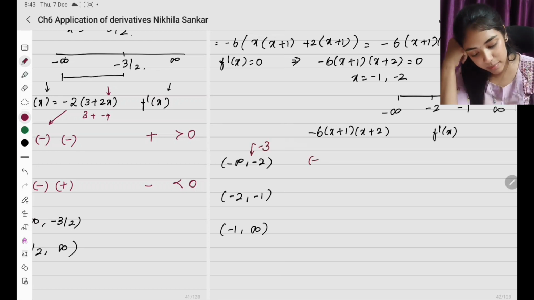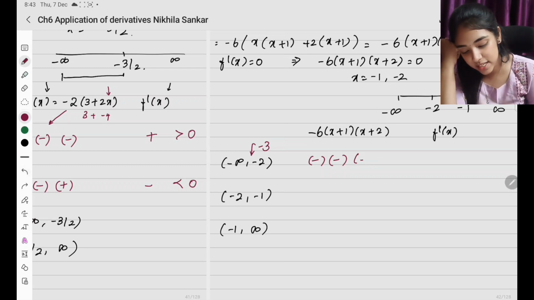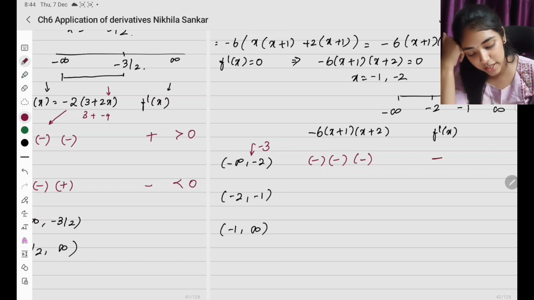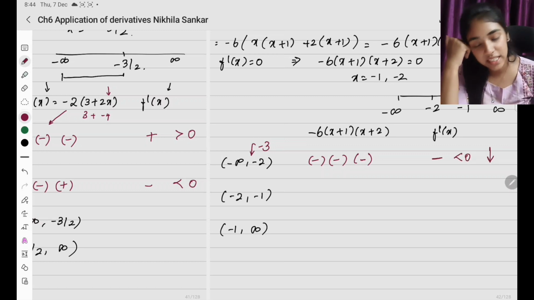So minus 6, now the minus is always going to be there. Minus 3 plus 1, which is going to be minus 2. So this is also going to be minus. Minus 3 plus 2, again this is going to be minus. So again a minus. So minus minus plus, plus into minus is going to be a minus. So negative. So it is less than 0. So it is a decreasing function.